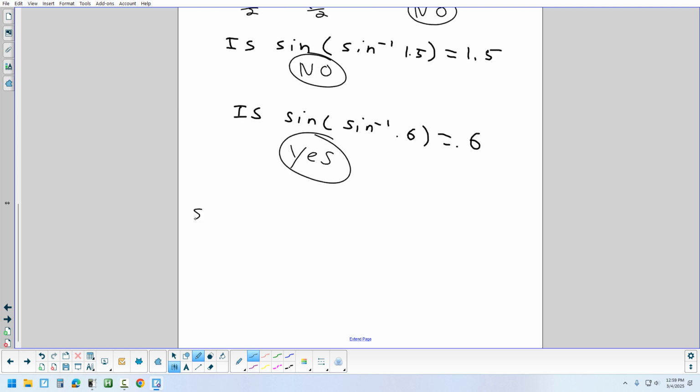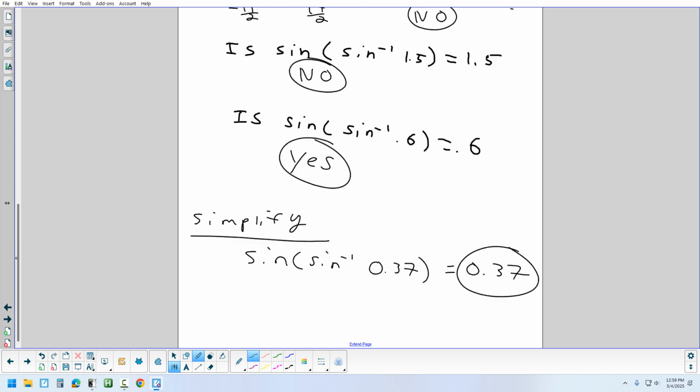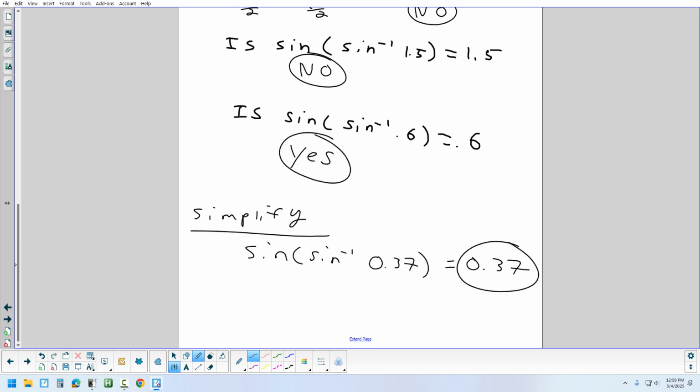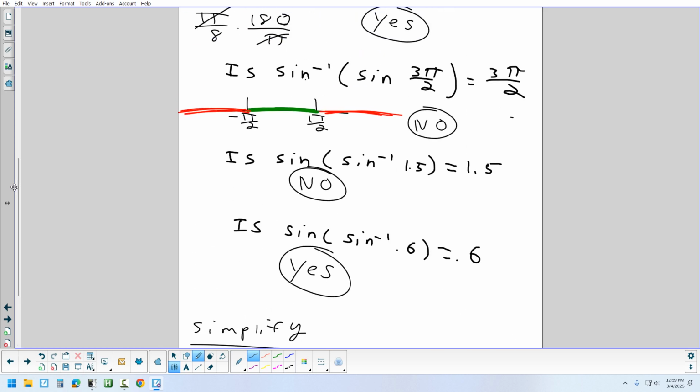Now, what if I wrote this? Simplify. And I did sine the inverse sine of 0.37. It would be 0.37. So you just write 0.37 and that's the answer? Correct. You do not write yes for that one. That's not a yes or no question. If it says simplify, that means you need to reduce that and turn it into a number. If it says is something equal to something, that's a yes or no question.